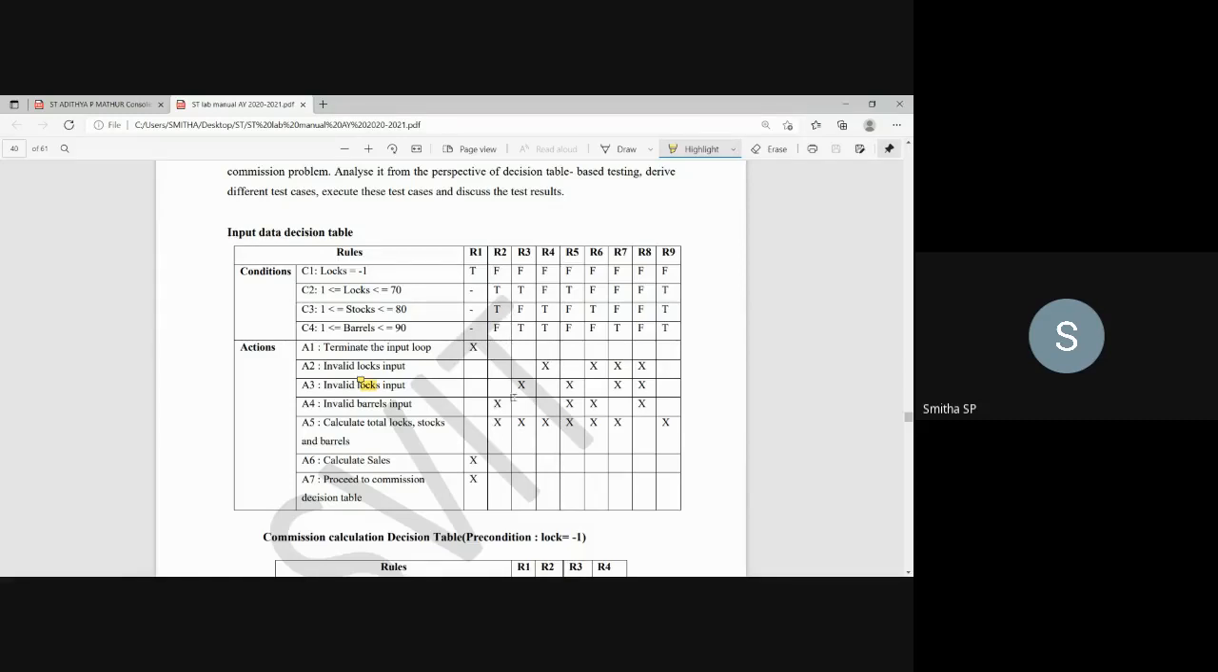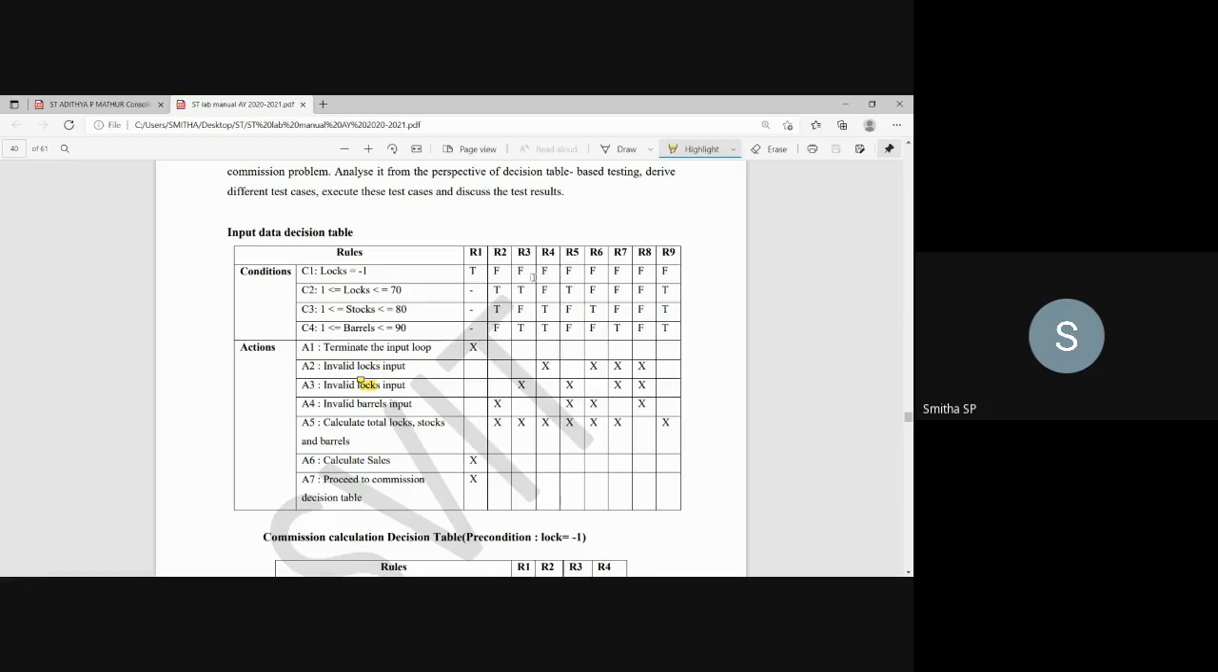Okay, it's invalid barrel input, and you have to update the total logs and total stocks. But for barrels, since it is not a valid input, there is no need to update the barrels here. So the actions you are supposed to mark here are A4 and A5.